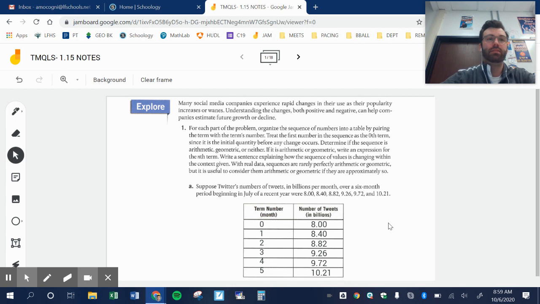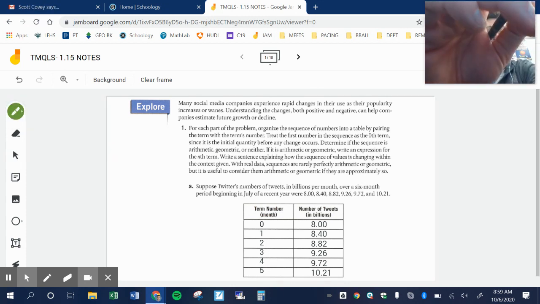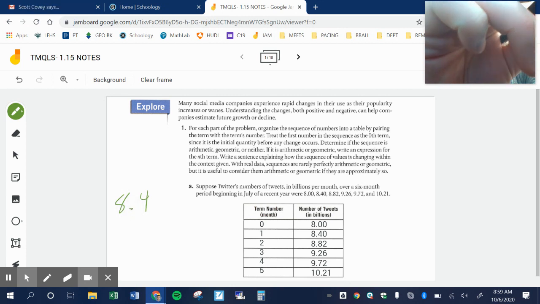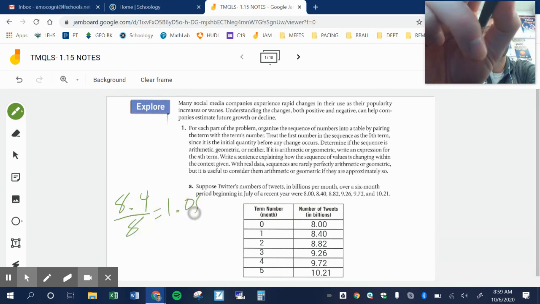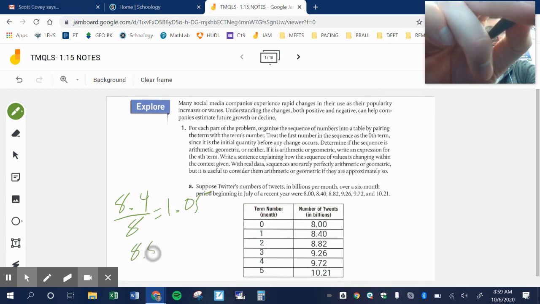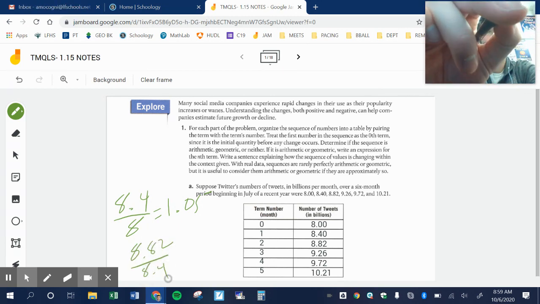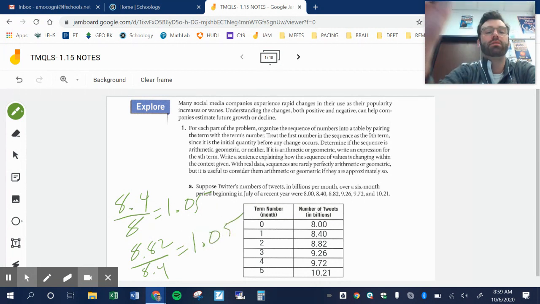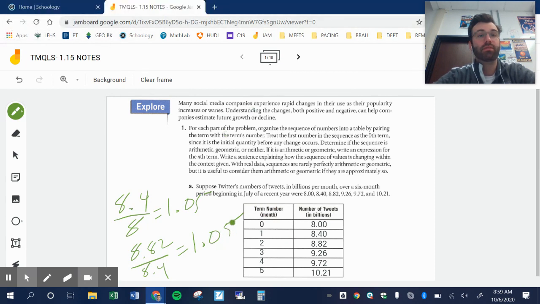If I divide 8.4 by 8, I get 1.05. If I divide 8.82 by 8.4, I get 1.05. So this number is over 1, which is a review from our last section. It's over 1, so that tells us there is a percent increase, and that percent increase is 5%. So that's what I would say: number of tweets increased approximately 5% per month.